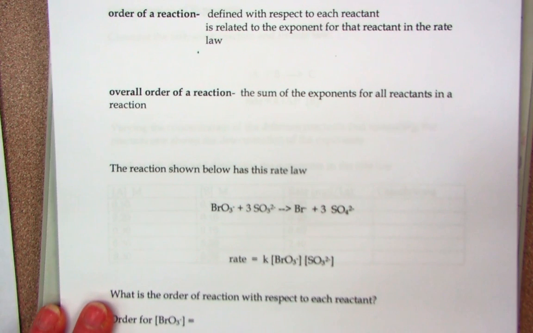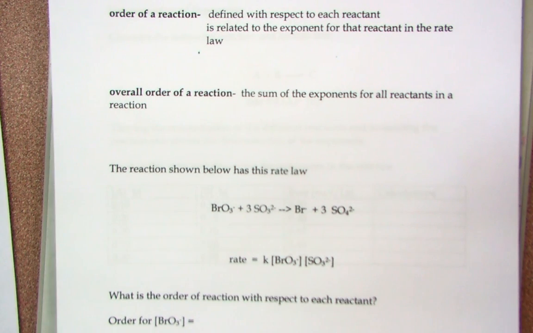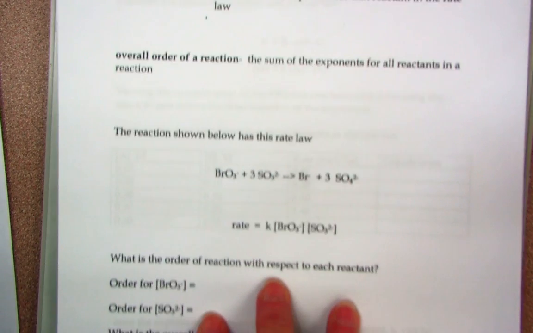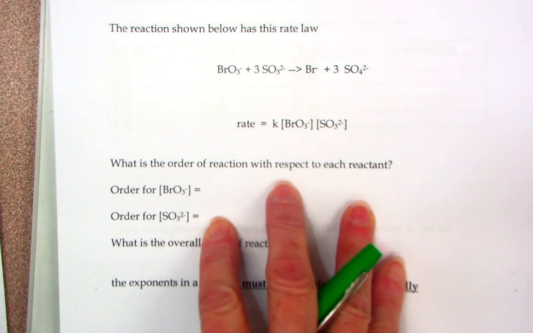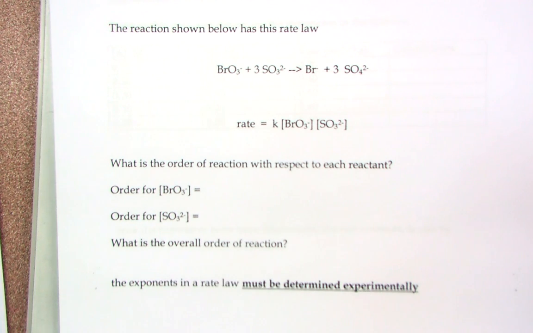So when we talk about the order of reaction, we can define it for each reactant, and we can also define it for the overall reaction. For the overall order of the reaction, it is the sum of the exponents for all the reactants. For an individual reactant, the order is the exponent that that individual reactant has in the rate law. So let's look at this one.